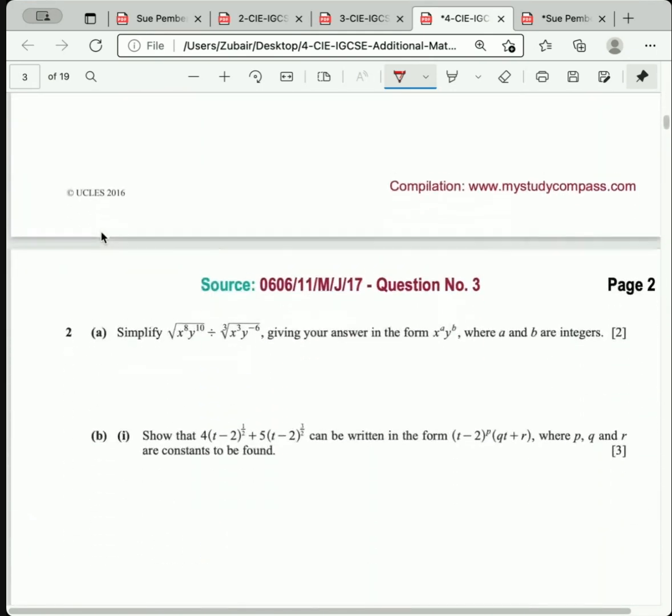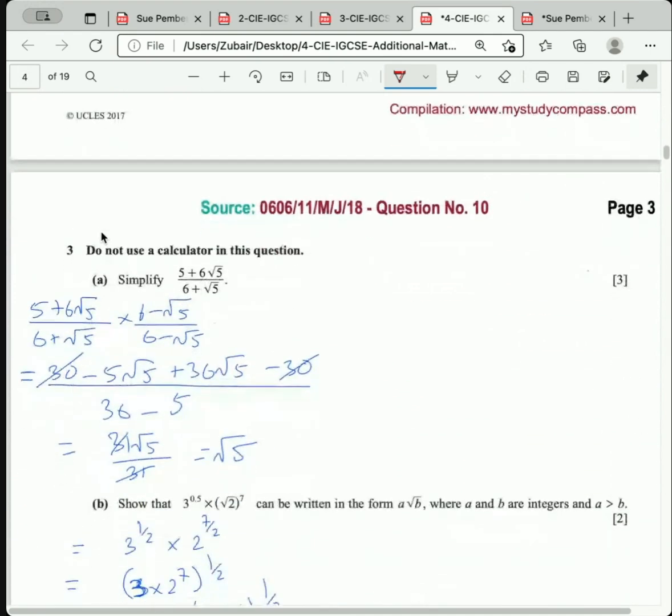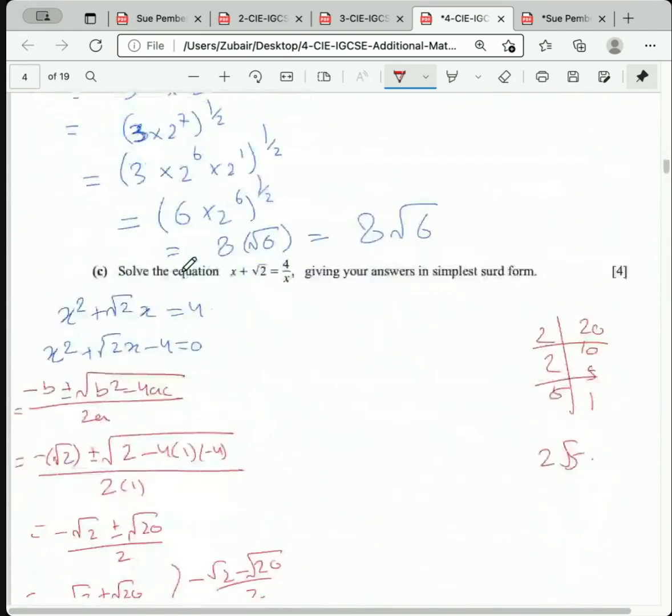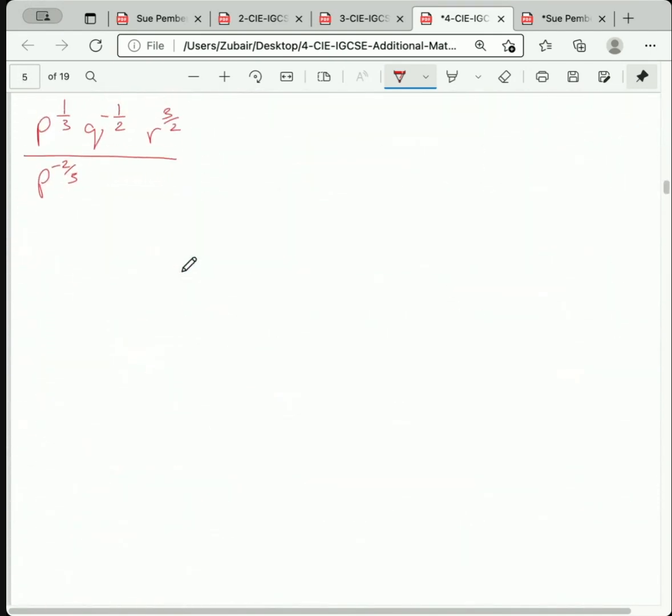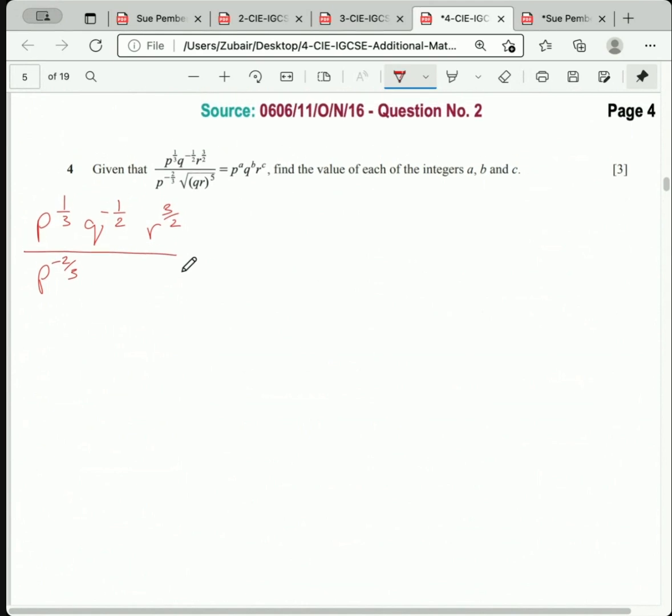1 is done, 2 is done. Okay, only in 3 calculator was not there. We can use calculator in this. Now q raised to power 5 and then root. So basically q is 5 by 2. R raised to power 5 and then root. R is 5 by 2.